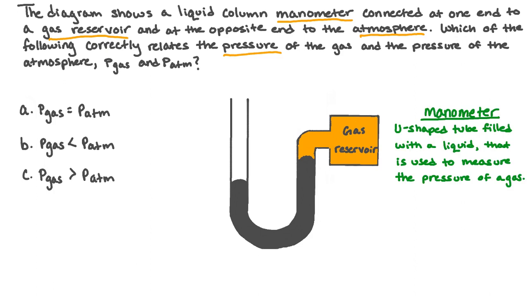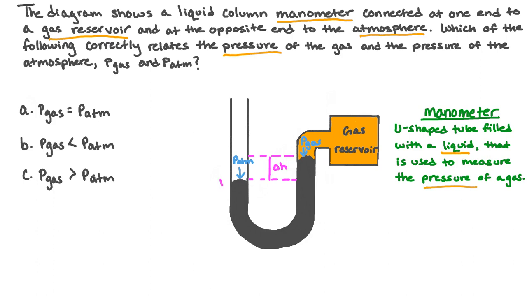We need to recall that a manometer is a U-shaped tube filled with a liquid that is used to measure the pressure of a gas. In a manometer, the pressure on one side, in this case the pressure of the atmosphere, pushes down on the liquid on one end of the tube, and the pressure on the other end of the tube, in this case the pressure from the gas reservoir, pushes down on the liquid on the other end. The relative pressure of the gases will determine what height the liquid will go to on either end of the tube. We can see in our diagram that we have a difference in height between the liquid on one end of the tube and the liquid on the other end.